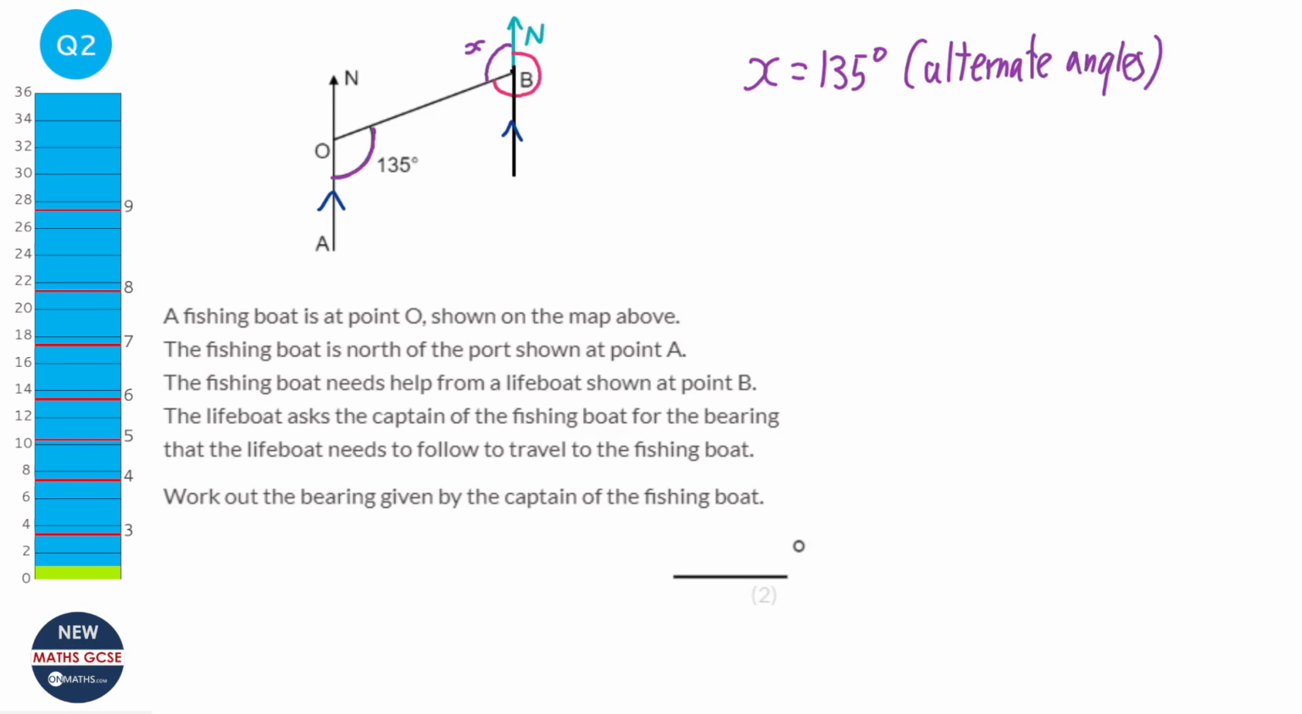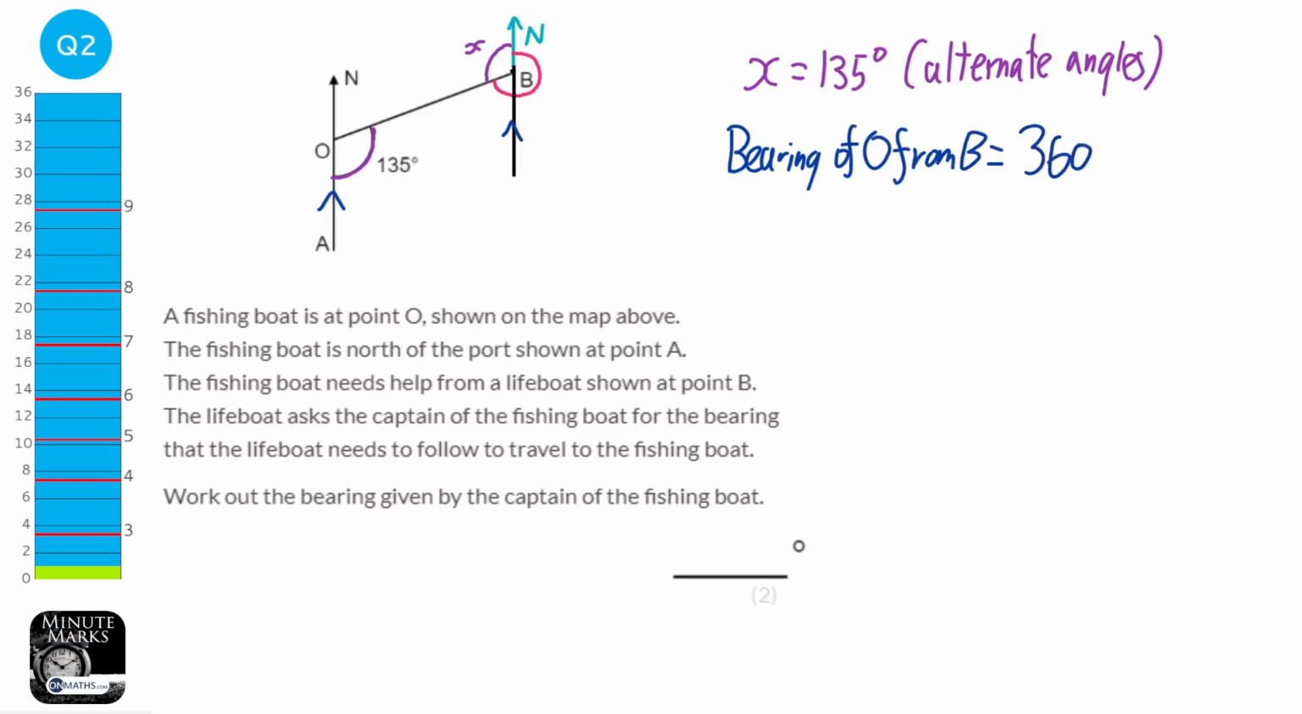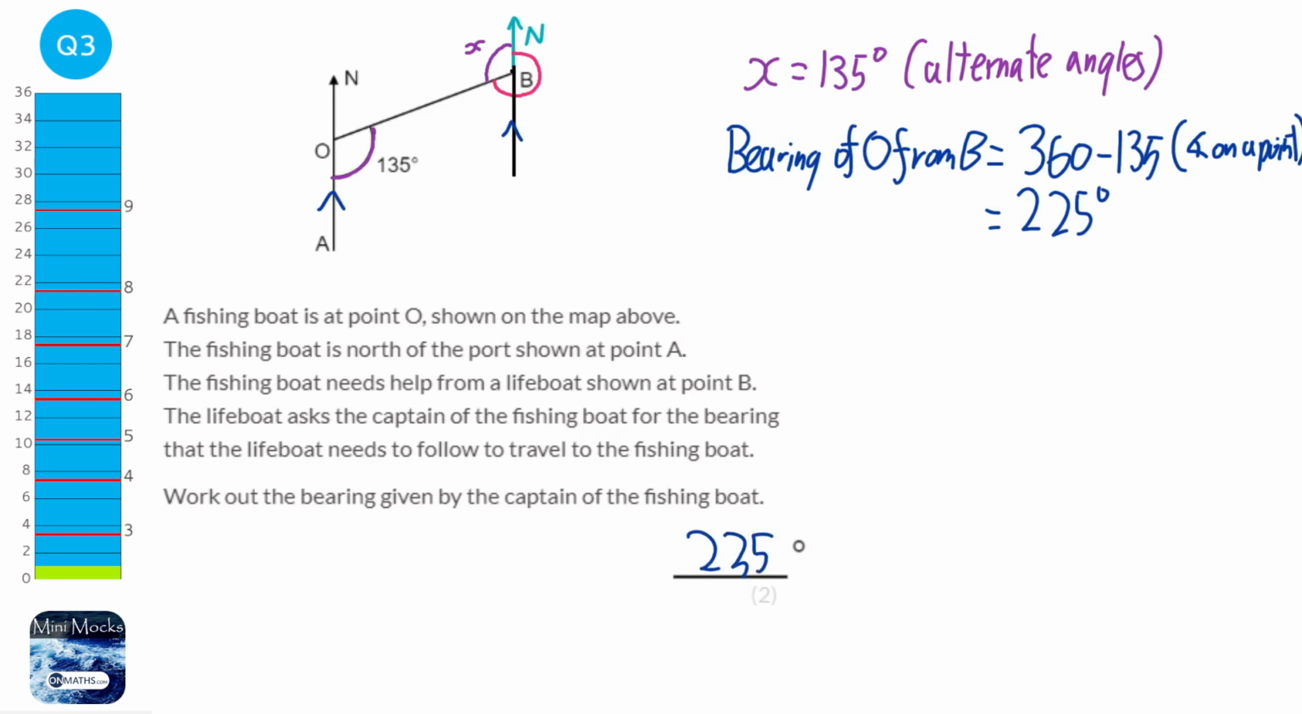Okay, and so to find out what the bearing is, the bearing of O from B is just going to be 360 take away 135, and the reason for that is angles on a point. We've run out of space. Okay, so we're going to do 360 take away 135, which is 225, and so our answer is 225.